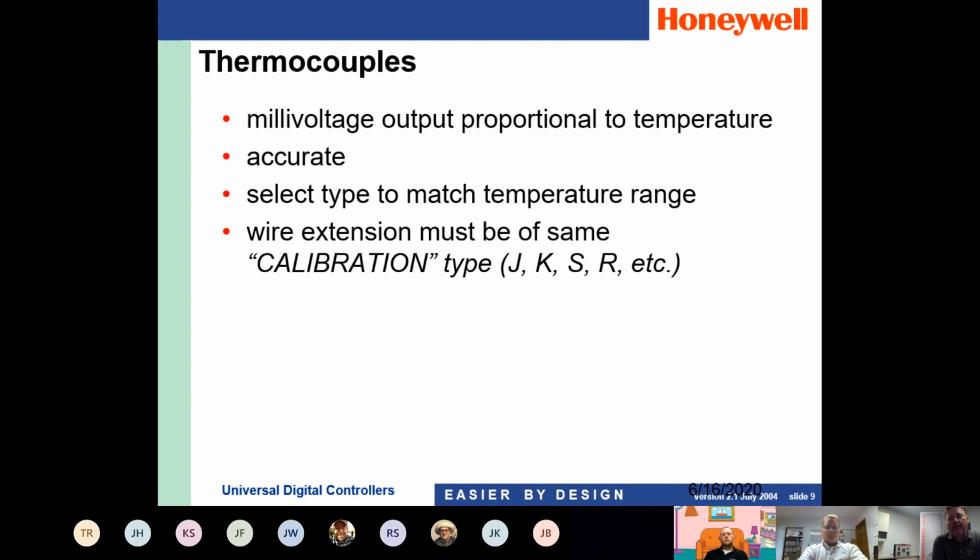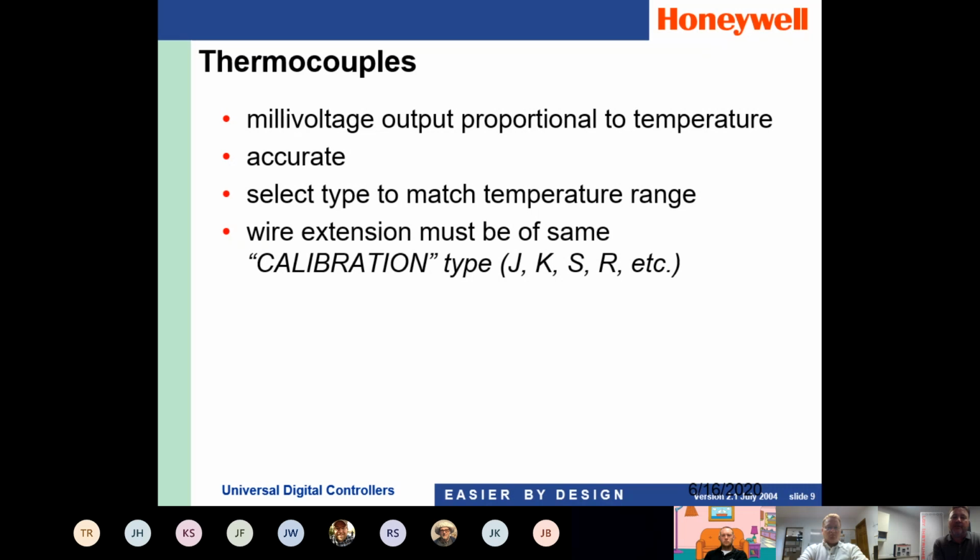The most common sensor out there that we come across are thermocouples. Thermocouples have a millivolt output proportional to the temperature that you're measuring. They're very accurate. They are fail-safe. If the thermocouple opens, the temperature should go upscale, causing your PID control loop to shut down your output.